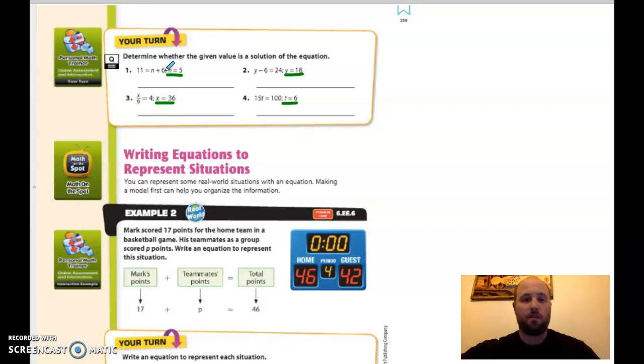Okay, so after that, hopefully, here's what we've got. We're going to plug 5 back in for n. So 11 equals 5 plus 6. That's a yes. That's true. Y equals 18. 18 minus 6 equals 24. Not in my world. Nope. X equals 36. 36 divided by 9 equals 4. Yes. 15 times t equals 100.